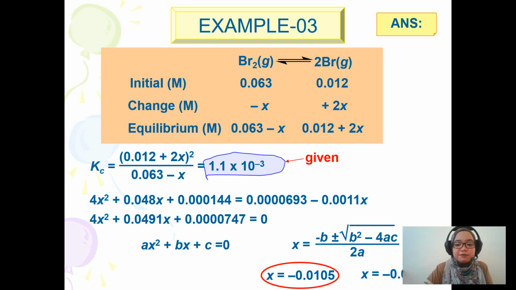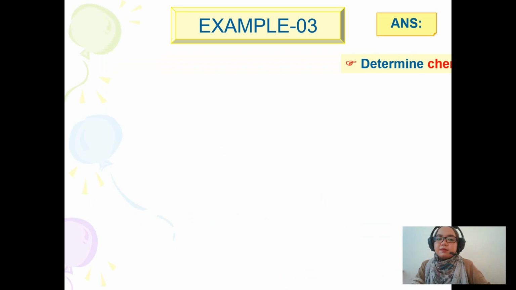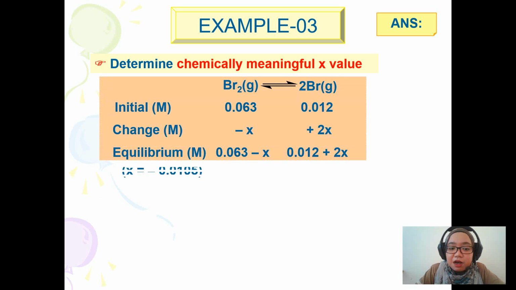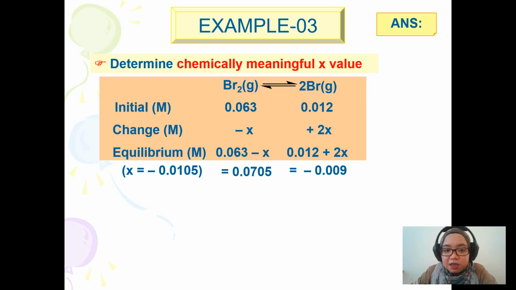For example, we need to determine the chemically meaningful negative x value. How? We substitute it. If we have x equals −0.01015 and we substitute this into the equilibrium expressions, for Br2 the concentration is 0.0705, and for Br we get −0.009. This is not acceptable, because concentration cannot be negative.